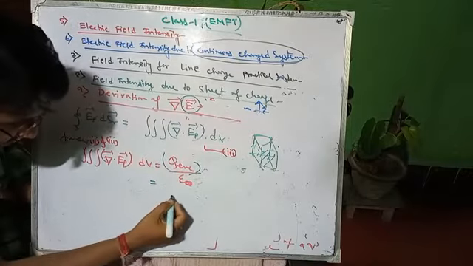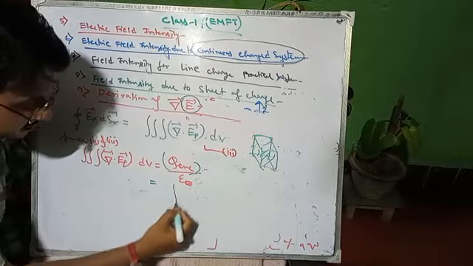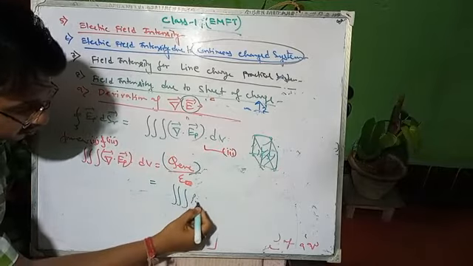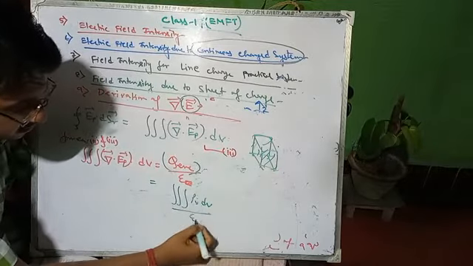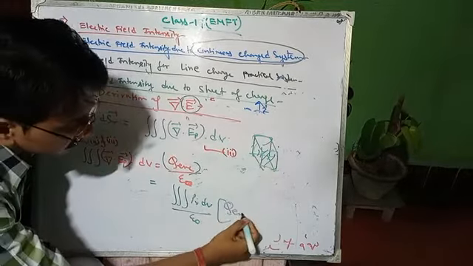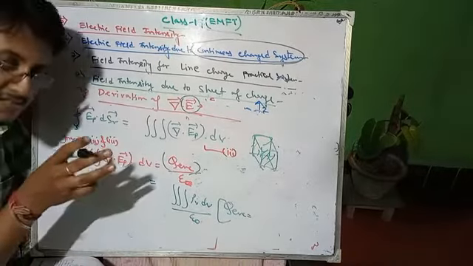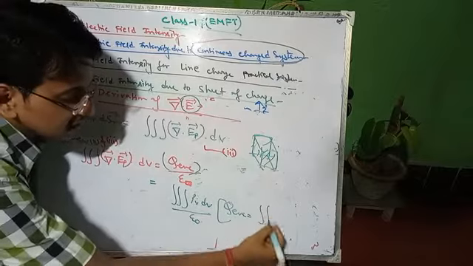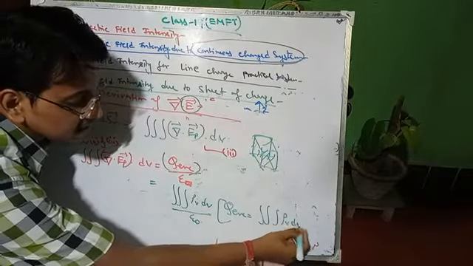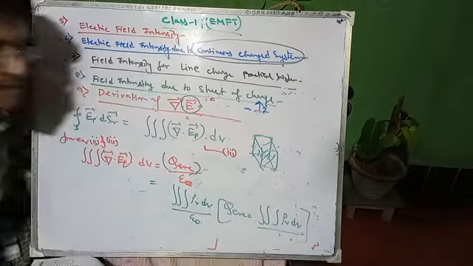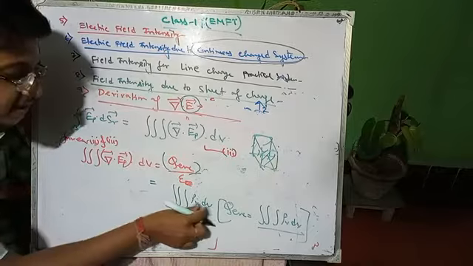So that's why we can write that Q enclosed is nothing but the volume integration of rho v dV by epsilon naught. So what is Q enclosed? It is the total charge inside this volume. Total charge inside this volume means the triple integration of rho v dV.